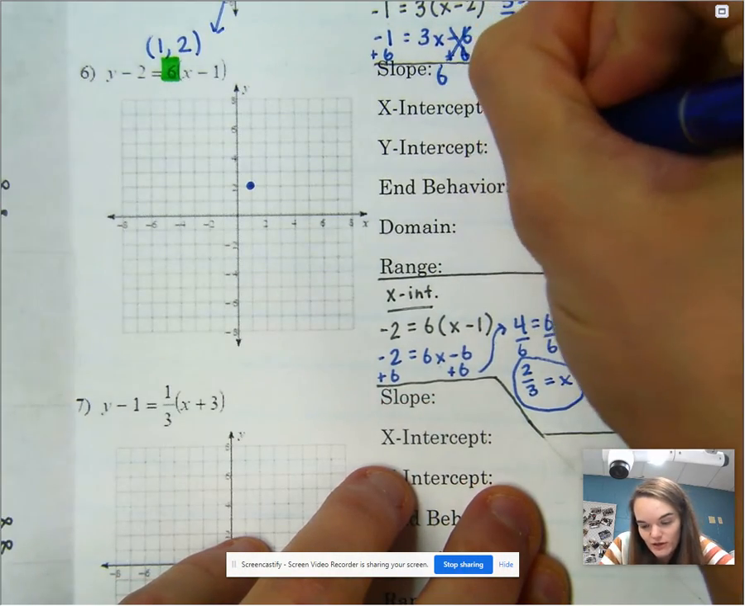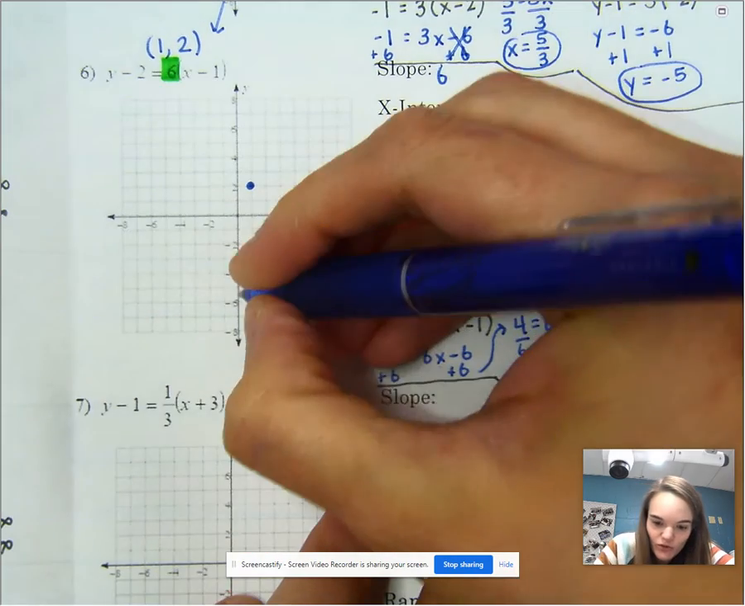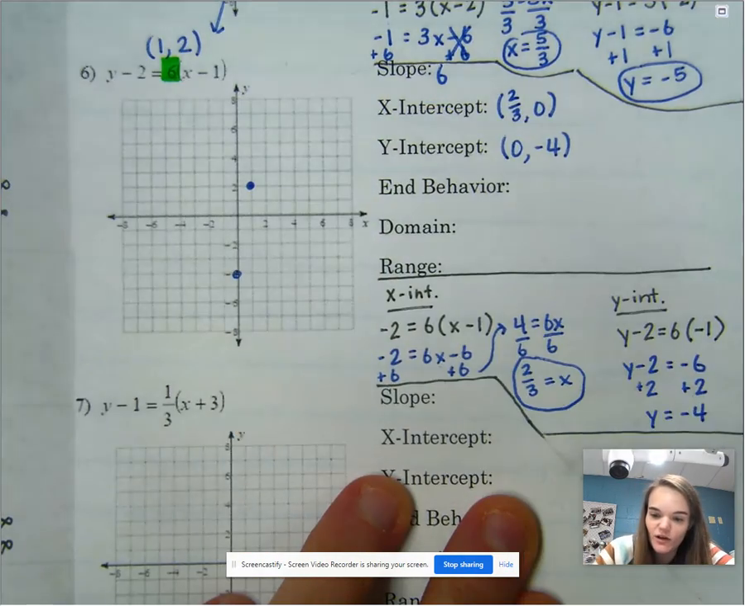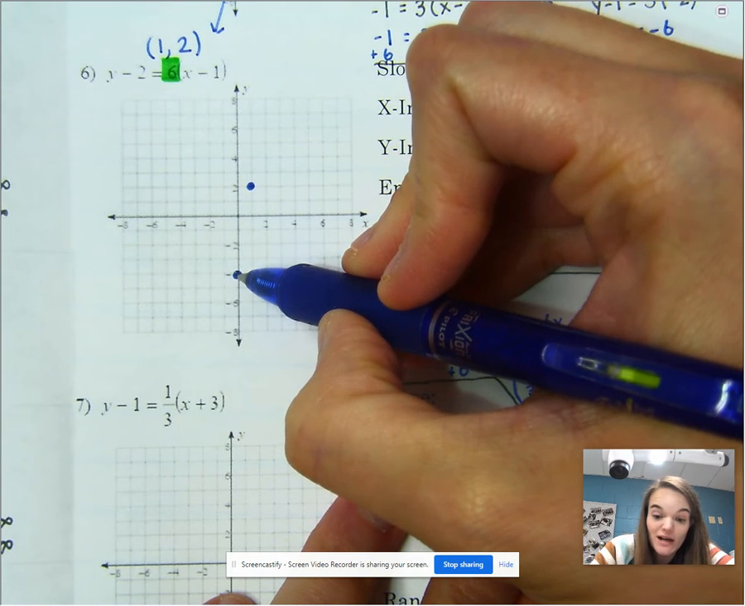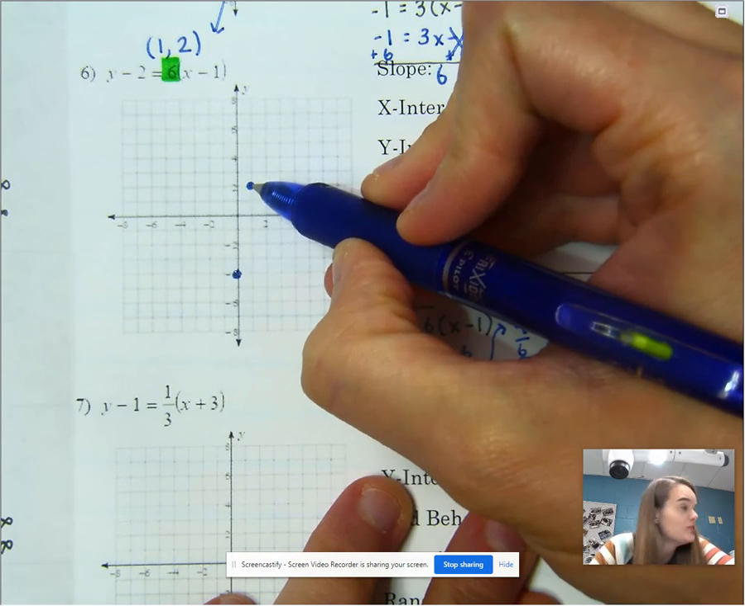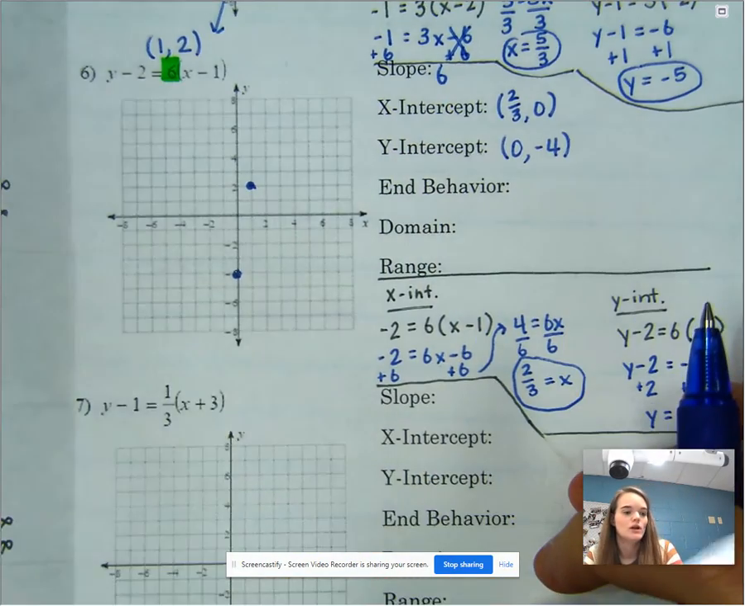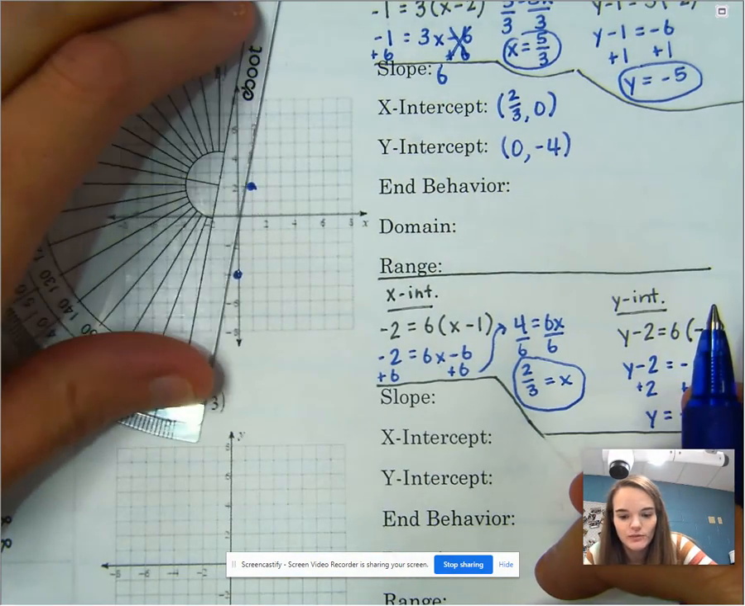Okay, I'm going to graph it and then talk about the other pieces. So I'm going to put 0, -4 on the graph. I've already got 1, 2 on the graph, so I can graph the y-intercept and go up 6 over 1, but up 6 over 1 is actually 1, 2. So I'm just going to connect these 2 points.